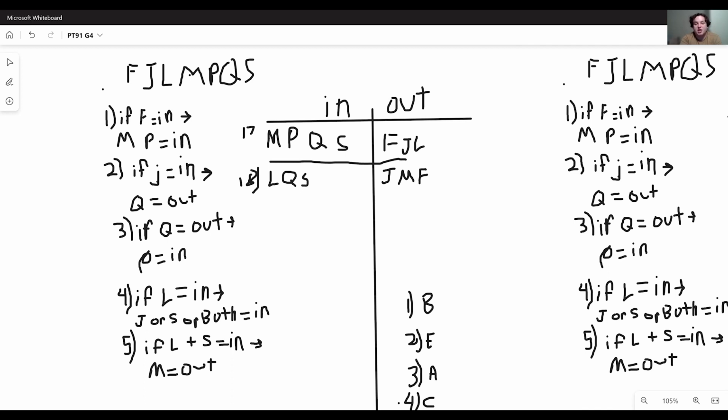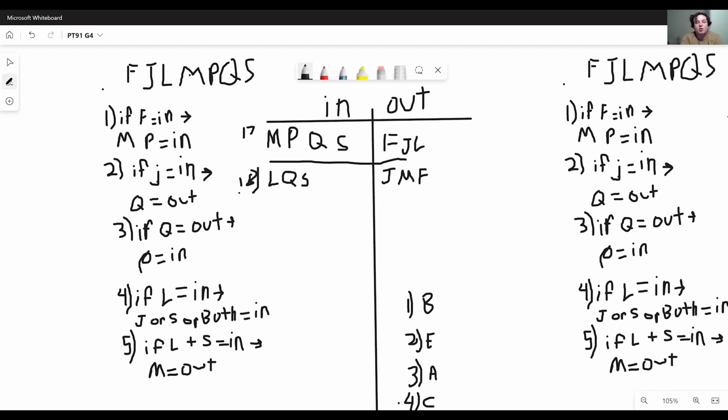I'll stop my share, then I'll go to that next one. Number 19. So you see what I'm saying there? I'm looking for ones where only one thing can be in, right? If I know Q is out, P has to be in. There's no other option besides Q or P, right? Does that make sense? I mean about the rule, yeah.